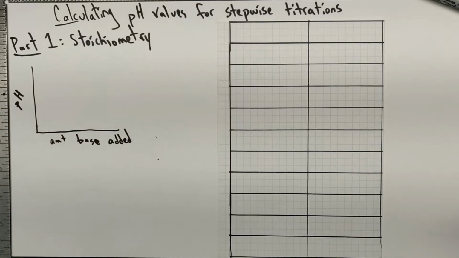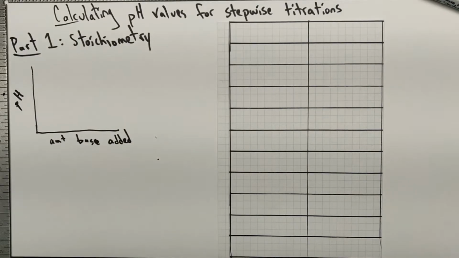Titrations are a very common wet chemistry activity, and they're pretty practical in a real laboratory setting as well. One of the things that we look at in the big picture is how does a titration curve work and where do these numbers come from, and also how can we make predictions along the way.